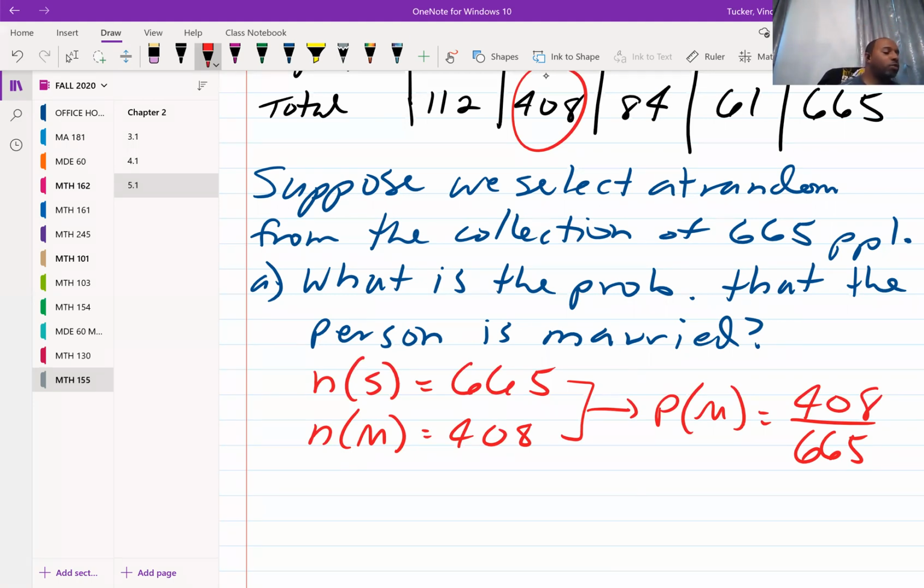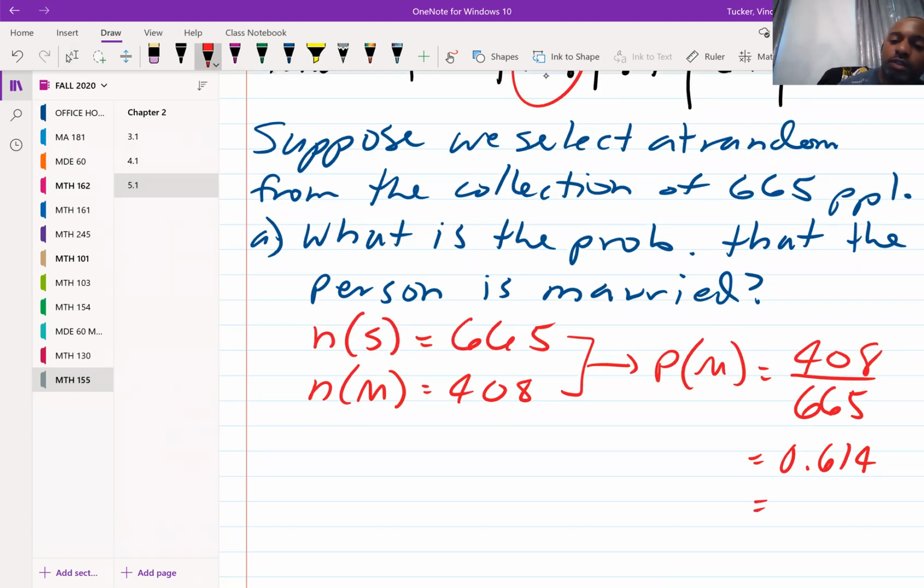And MyMathLab will let you know what form they want the answer in. If they want it in decimal, it was 0.614. Or if they want it in percentage, that'd be 61.4%. You move your decimal two places to the right. So either one, it just depends on what MyMathLab asks of you. Always make sure you're paying attention to how many decimal places they ask for when you round. All right, problems with that one before we look at the next one?